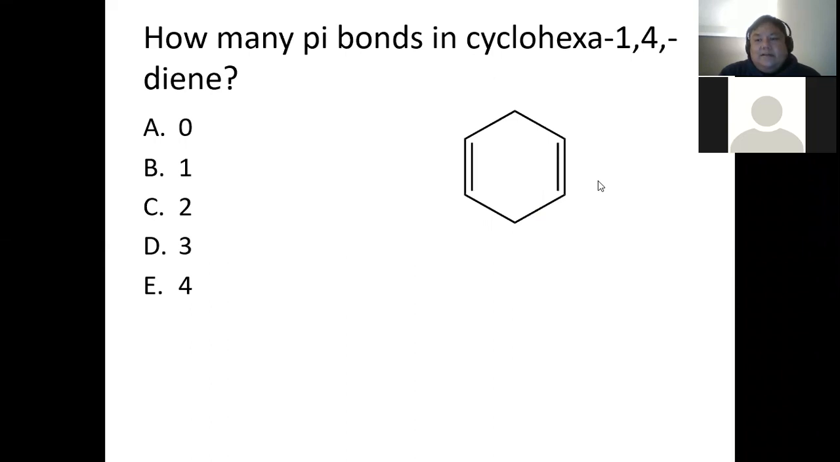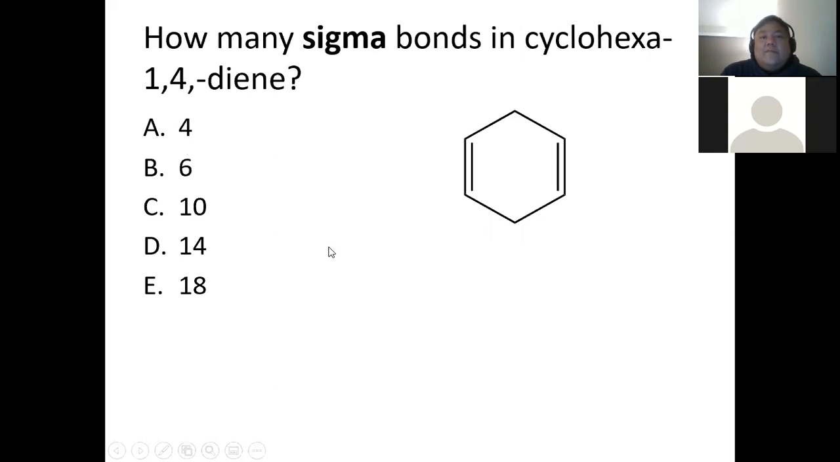What do you guys got? Yep, 2. This pi bond and this pi bond, right? That's it. Every time you see that, for every double bond, there's a pi bond. If a triple bond, you have 2. All right, next up. How many sigma bonds are in this?